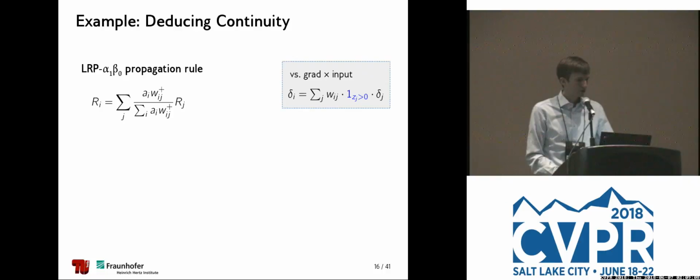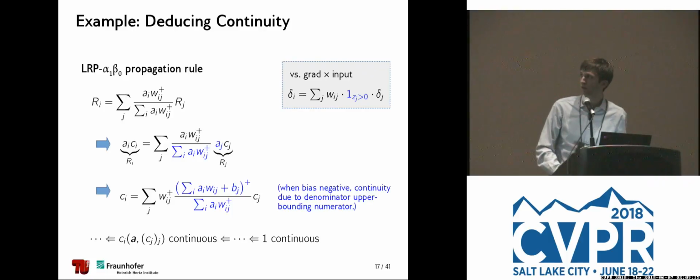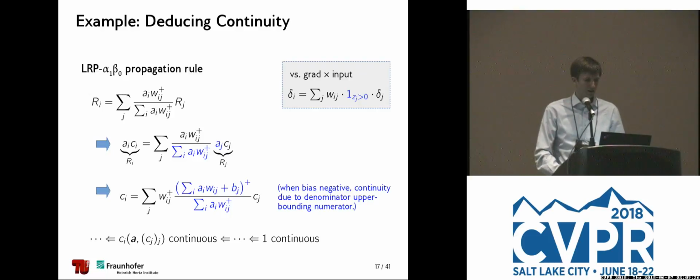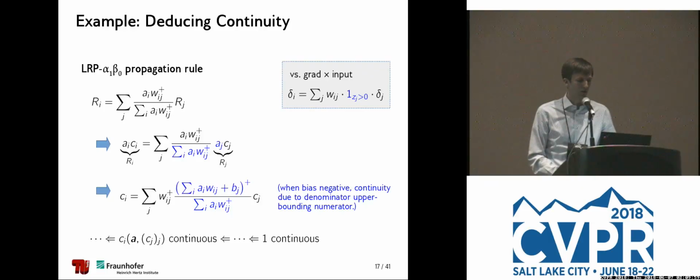Now, it's hard to analyze discontinuity for LRP directly from the formula, but what we can do is rewrite it in the same way that the gradient is written. And this is what you have on the third line. And what you see is basically it's the same, except for the blue term, which is not anymore an indicator function, but a ratio of two quantities. And in fact, we can show that if the bias is negative, then the denominator always upper bounds the numerator, and this brings continuity. So again, you can use this inductive argument to first observe that the relevance at the output is one, and then backpropagate and find out eventually that the heat map will be continuous. So again, with no experiments.